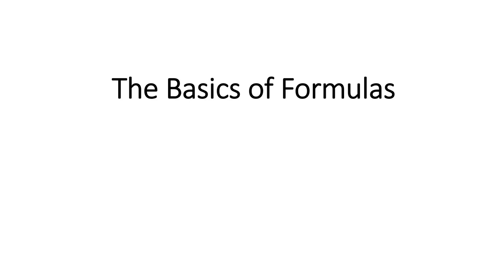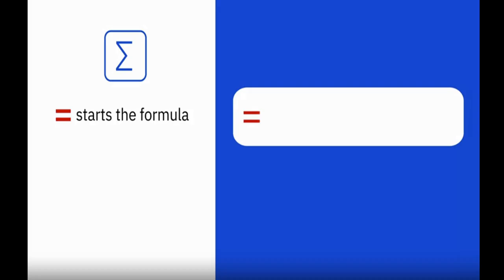So now in this session, we are going to see the basics of formulas, including some basic calculations, selecting ranges and formulas, and how to copy formulas. A typical formula is made of several key components. Here, the equal sign starts the formula off and lets Excel know you are creating a formula in this cell.